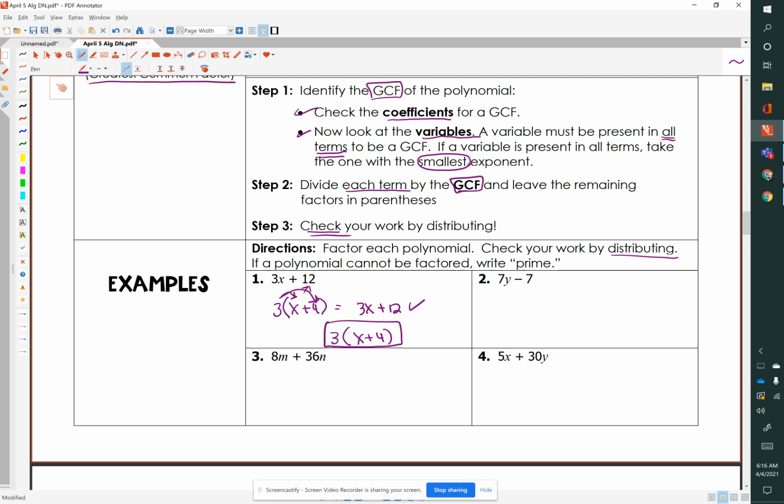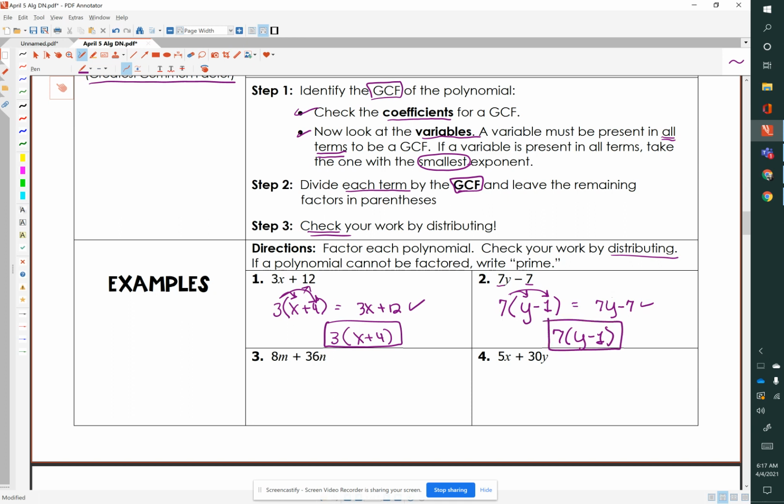So number 2. Now, students, be very careful of those invisible ones, and please be careful as you watch the signs, the subtraction in particular. So 7y minus 7, we're going to pull out the 7. So 7 times the quantity of y minus 7 divided by 7 is 1. Now, if we distribute this back, we would end up with 7y minus 7. So our answer checks. So the factored form of 7y minus 7 is 7 times the quantity of y minus 1.